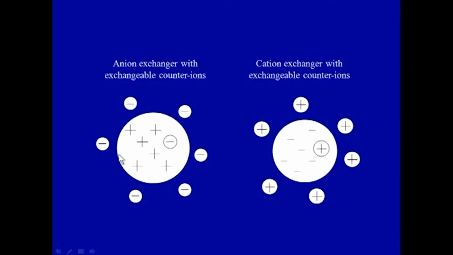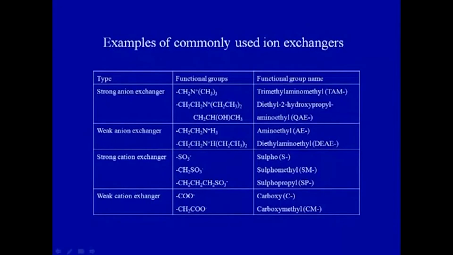So, if you see, these look something like that, there is an anion exchanger and there is a cation exchanger. So, anion exchanger will exchange anions and cation exchanger will exchange cations, they are themselves charged accordingly. This is positively charged and the cation exchanger is negatively charged. Now, there are a lot of examples of commonly used ion exchangers, as you can see in this table. There are strong anion exchangers, weak anion exchangers, strong cation exchangers and weak cation exchangers.